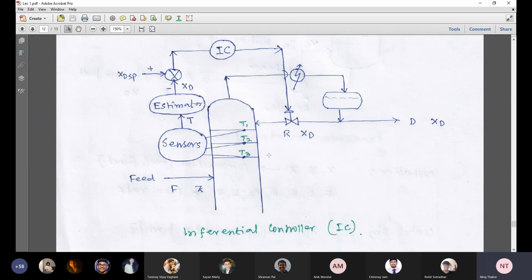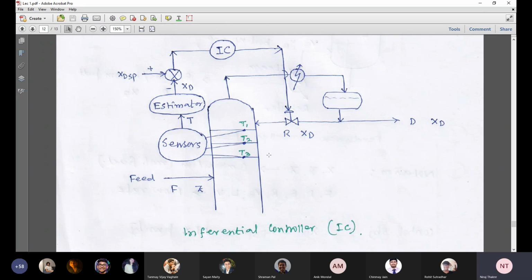Second reason: composition measurement requires a long time compared to temperature measurement. If you measure the composition, it takes like 4-5 minutes. But if you go for temperature measurement, we can do it in seconds. So there is a huge difference.